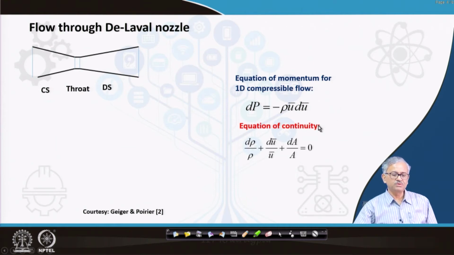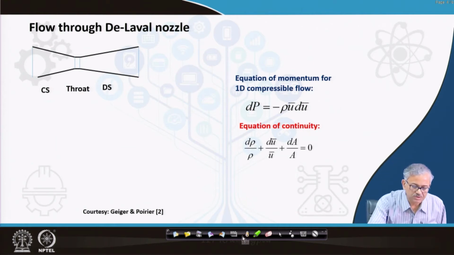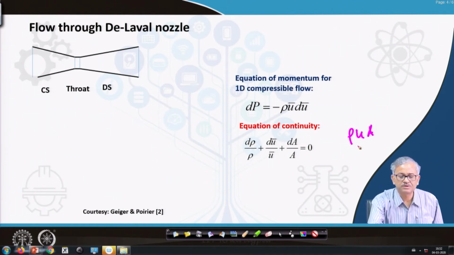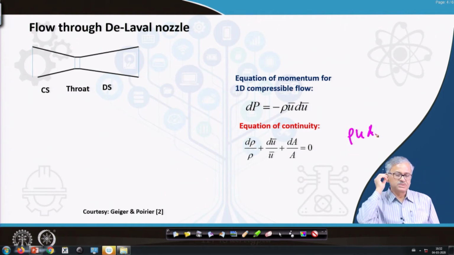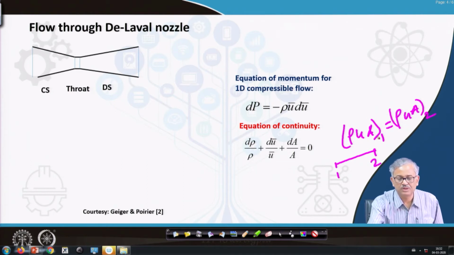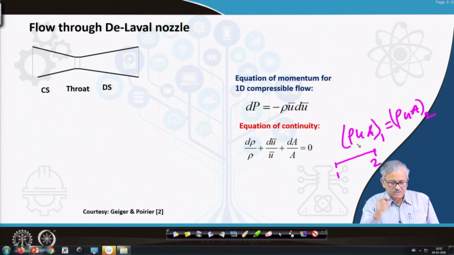An equation of continuity you can write like this: d of rho uA, that is the differentiation of rho uA. That is the continuity equation. So d of this is equal to 0, that is the mass at any point, if you consider this point and this point. So rho uA 1 is equal to rho uA 2. Since it is a compressible flow, we have to consider rho uA. Rho uA is the total mass rate.